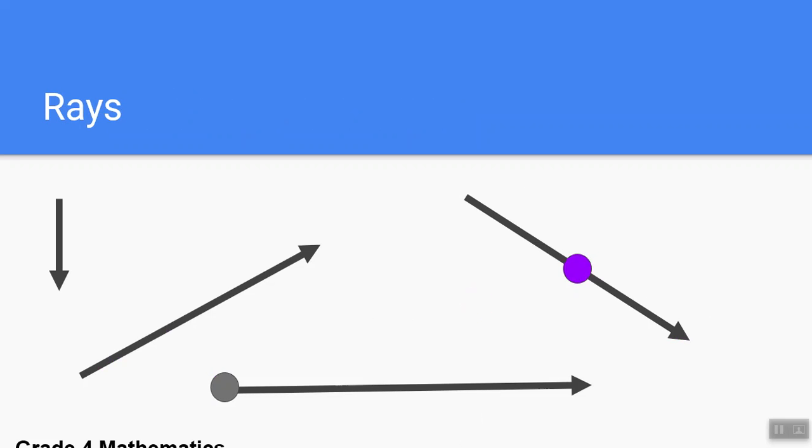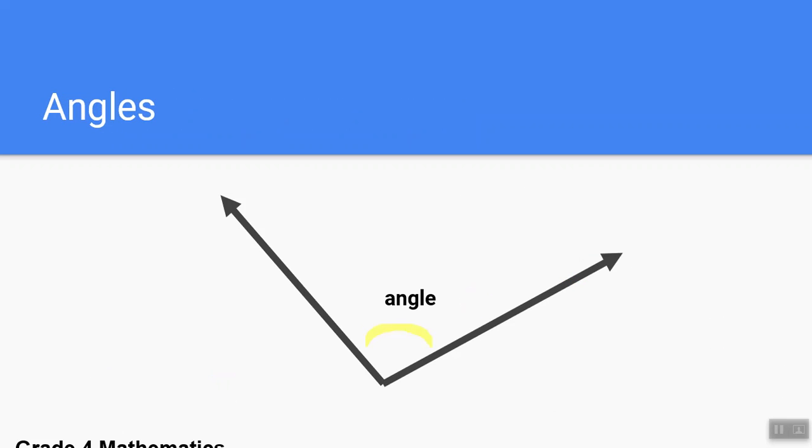These are rays. A ray has an arrow on one end of the line. It means that side of the line is continuing. This is an angle. We know that there are three types of angles and they have different measurements. An angle is made when two rays come together.